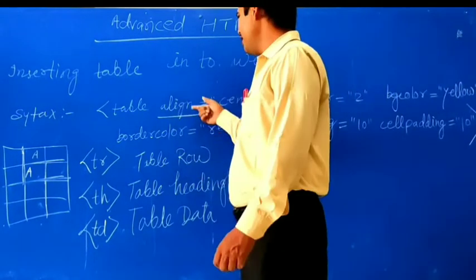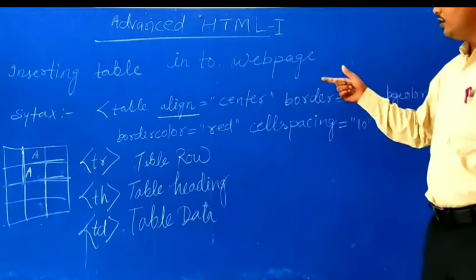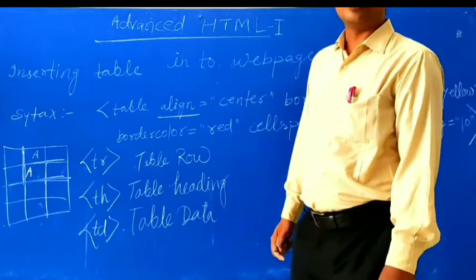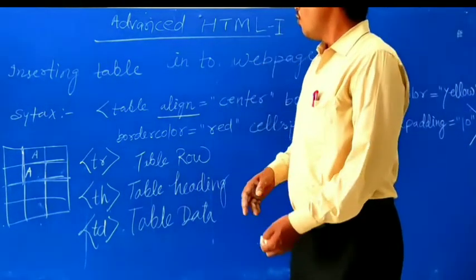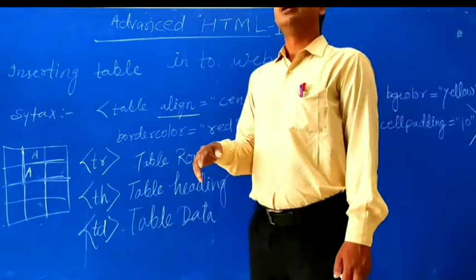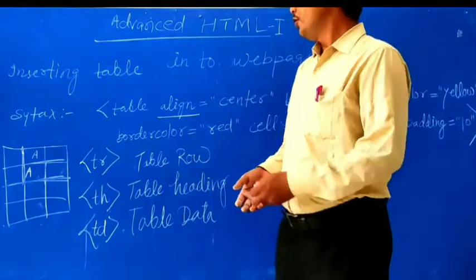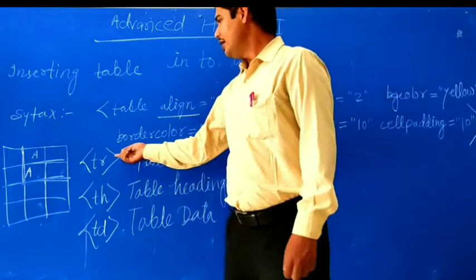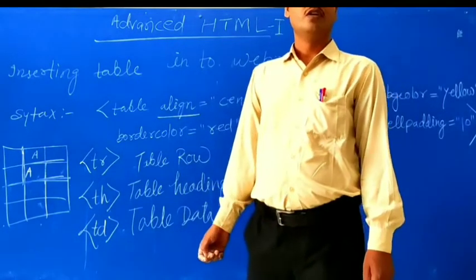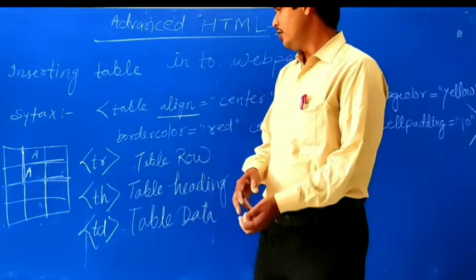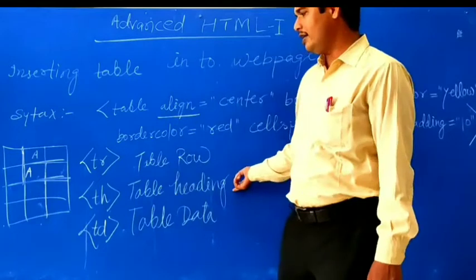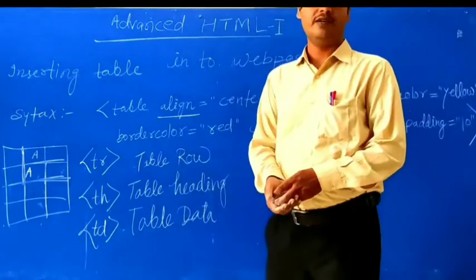So these are the various attributes of the table tag, which is used for improving the quality of a table. Only the table tag is not enough for inserting a table into the web page. We also use the TR tag, TH tag and TD tag for inserting a table into the web page. TR means table row, TH means table heading, and TD means table data.